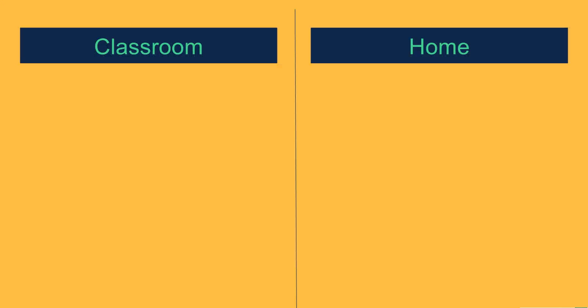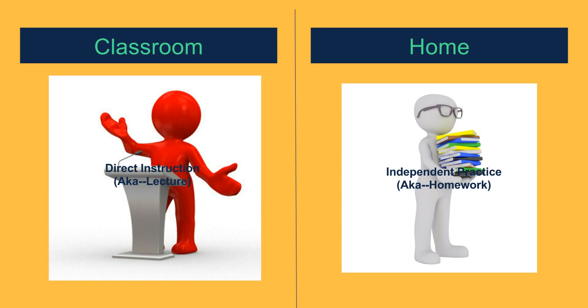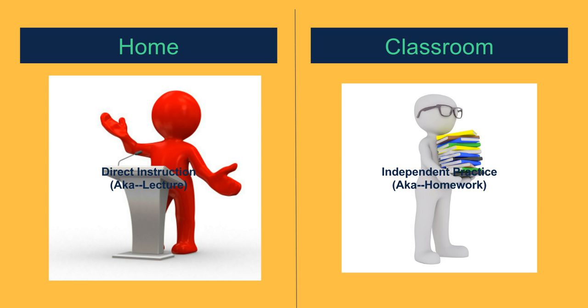Flip teaching addresses two specific aspects of teaching: your direct instruction, aka lecture, and your independent practice, especially the stuff we send home as homework. It also talks about where we do these two elements. Traditional models have lecture in the classroom and independent practice at home, but the flipped model changes where these two things occur. It sends lecture home in the form of a video and moves independent practice into the classroom.